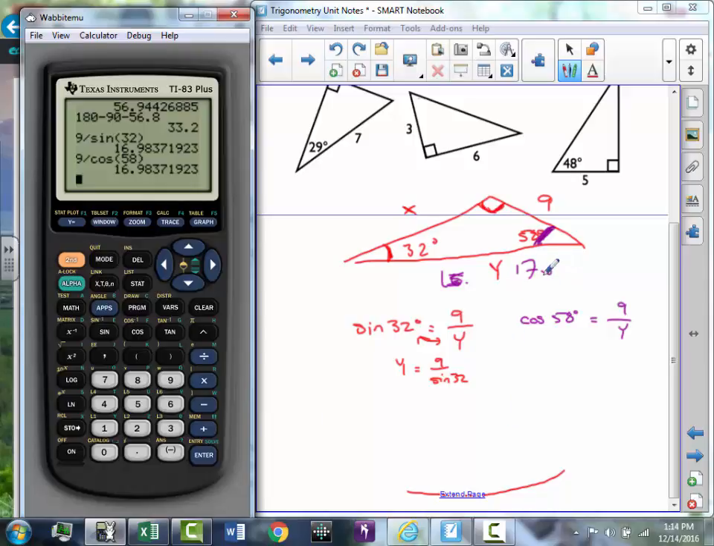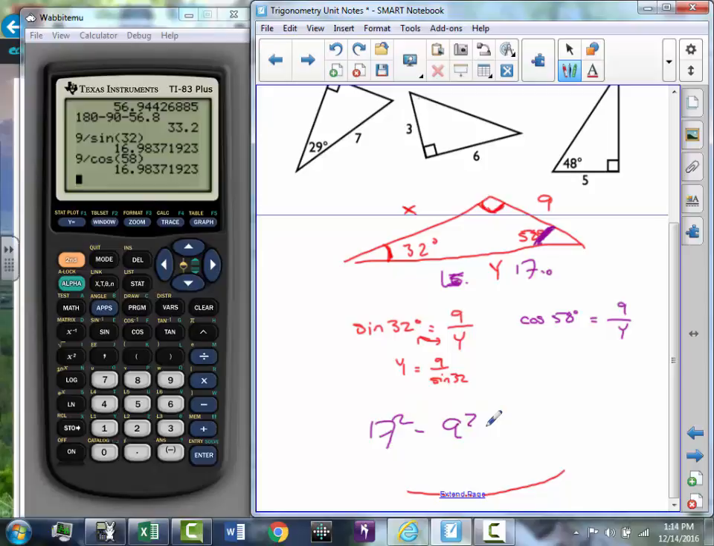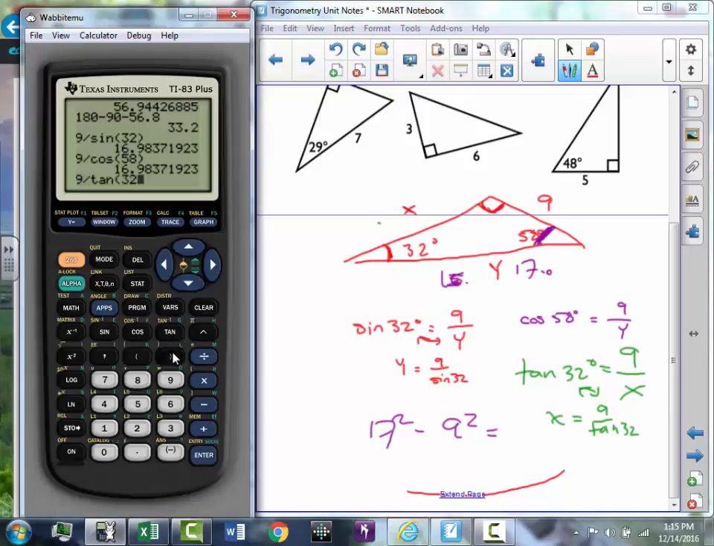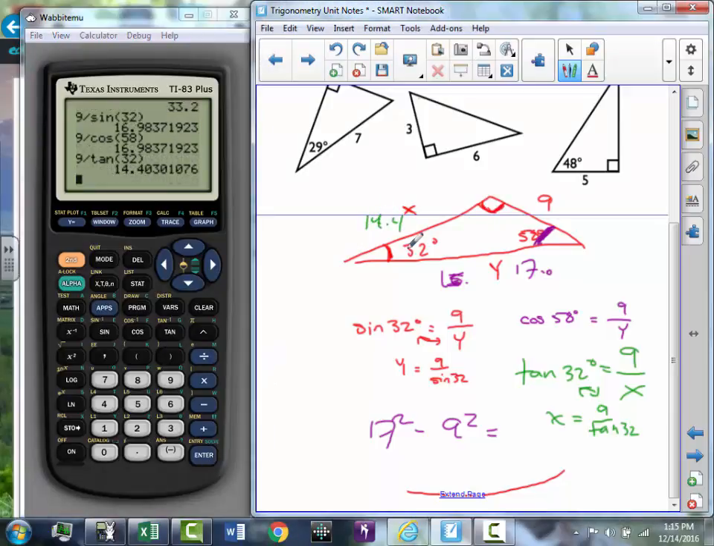If you're in agreement that this side right here is 17, you have a couple options. You could use Pythagoras' theorem. You could go 17 squared minus 9 squared and solve that. You could pick another identity and go with, let's say, tan of 32. Tan of 32 would be opposite over adjacent. And use them. Flip these guys around and go x is equal to 9 over tan 32. There, this side is 14.4.